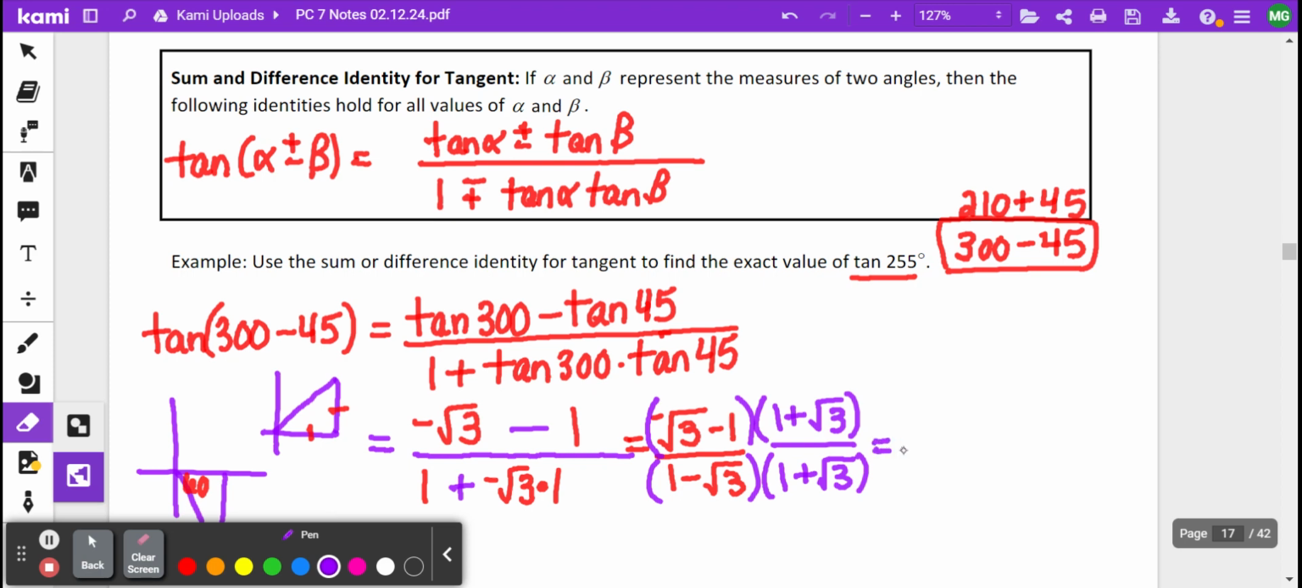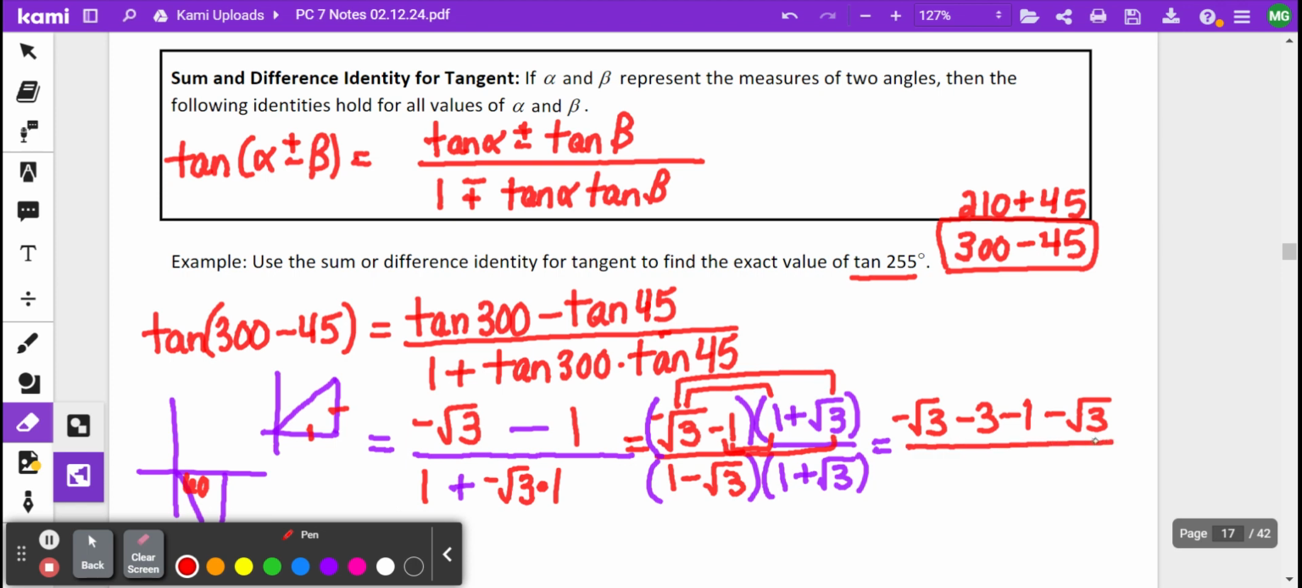So in our numerator, we must FOIL. So let's take a look. Negative root 3 times 1 gives us negative root 3. Negative root 3 times root 3 gives us minus 3. On the inside here, we have negative 1 times 1 is minus 1. And then negative 1 times root 3 gives us minus root 3.